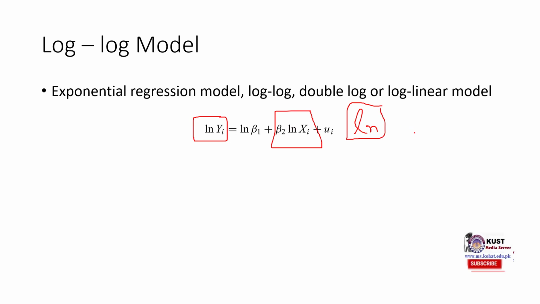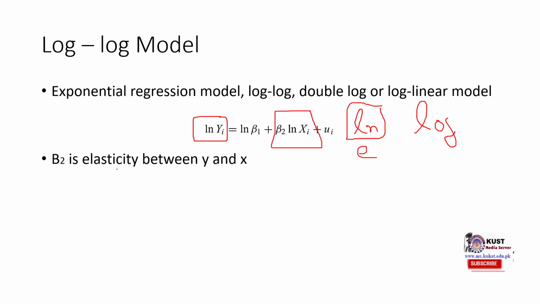Now for log, we have log and then we have ln, but in this case we are using ln, and this ln represents the natural log that has a base of e, which is a constant 2.71, whereas log has a base of 10. So in this case, both the dependent and the independent variable would be transformed into natural log.